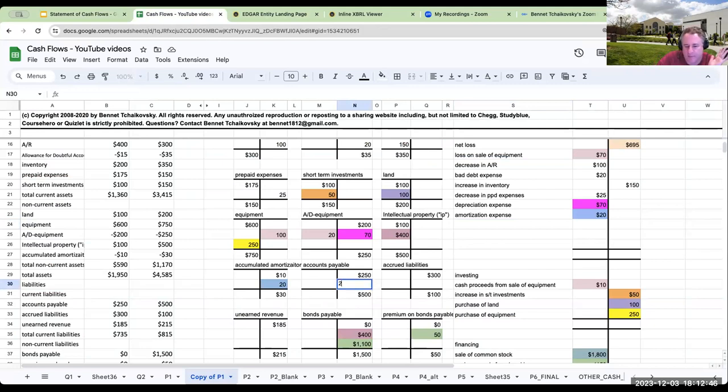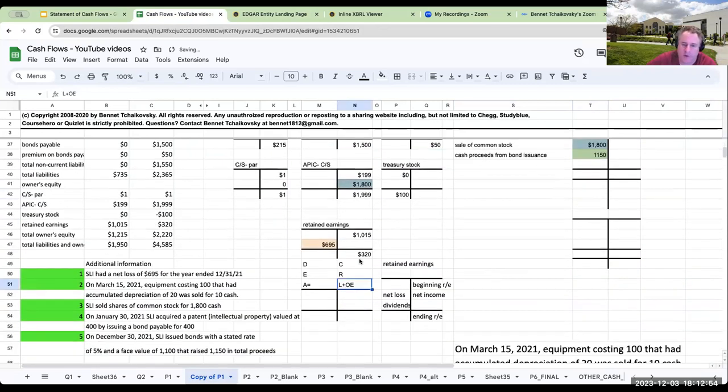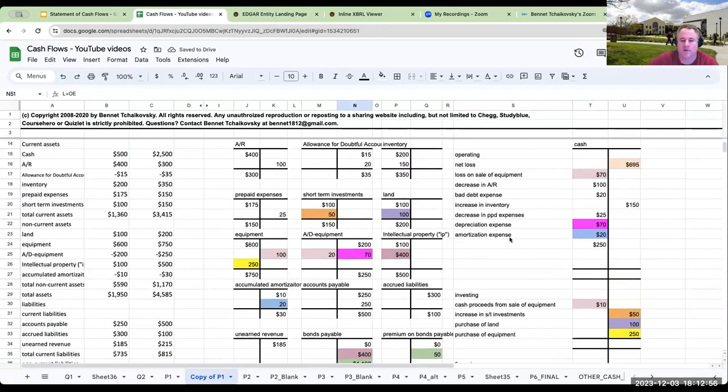Accounts payable, to go from 250 to 500, I need 250. I do the opposite to cash. This is a liability account, right? So I increase my liabilities with credits. This is going to be an increase in accounts payable. Accrued liabilities, I go from 300 down to 100. This is a decrease of 200. I do the opposite to cash. This is going to be a decrease in accrued liabilities.